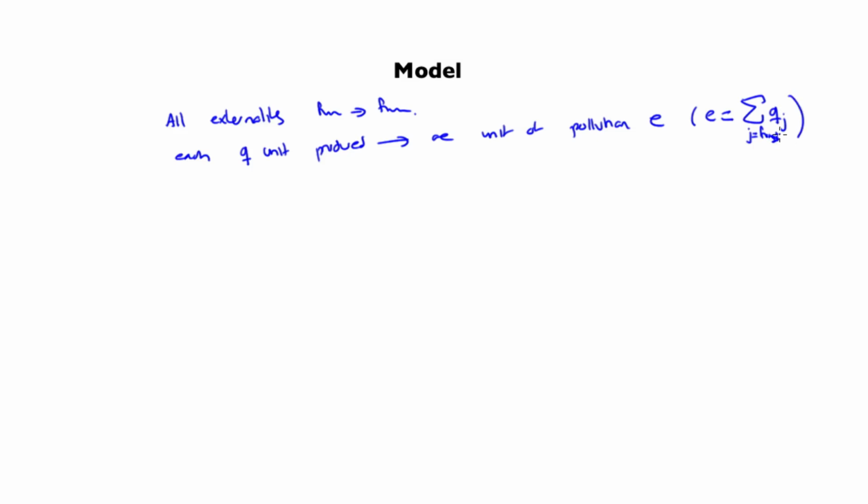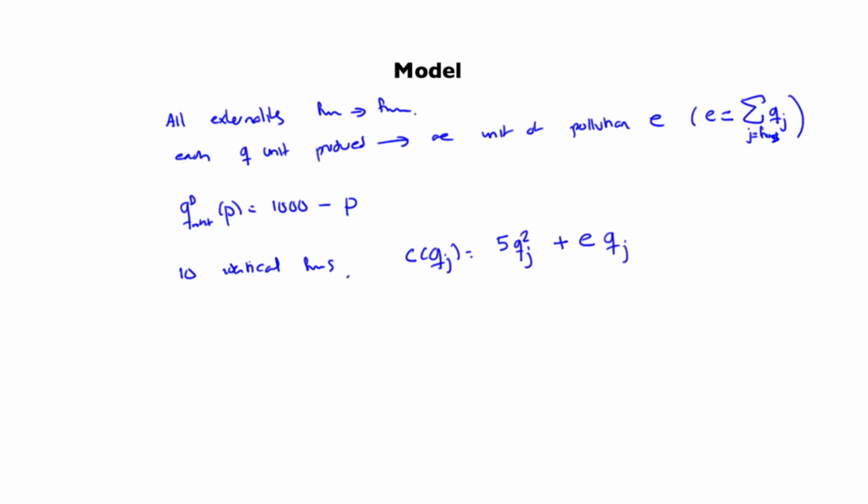Now, we're going to assume that the demand function for the market is 1000 minus P, that there are 10 identical firms, just for the purpose of this example, and they each have a cost function C of Q_J equal to 5 Q_J squared plus E Q_J. Again, E is the total level of the externality, or total level of pollution in the market.